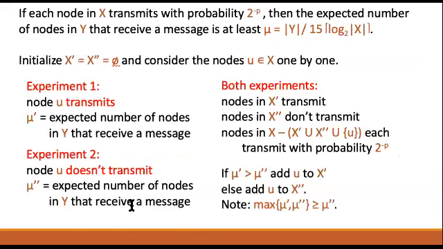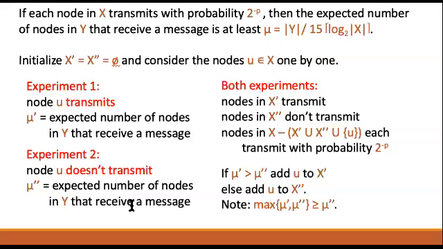Next, we derandomize using the technique of conditional expectation. We initialize X prime and X double prime to be empty and consider the nodes u in X one by one. We consider 2 experiments, one where u transmits and one where u doesn't transmit. In both experiments, all nodes in X prime transmit, no nodes in X double prime transmit, and each other node in X transmits with probability 1/2^p. In at least one of these two experiments, the expected number of nodes in Y that receive the message is at least mu.